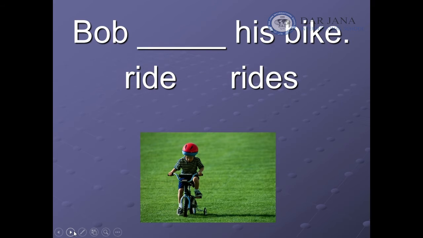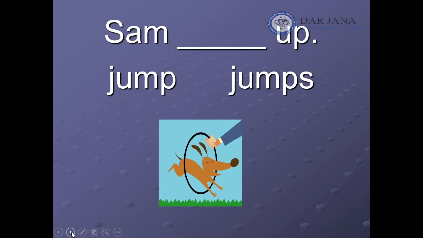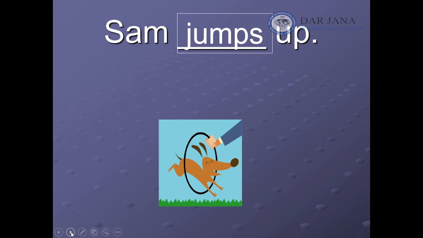Let's do some practice. Bob, his bike. What does Bob do? We're talking about one person. Is it ride or rides his bike? If we're talking about one, what do we add to the verb? That's right, we add S. So it's rides his bike. Sam, up. What does Sam do? Jump or jumps up? You guessed it, it's jumps up.